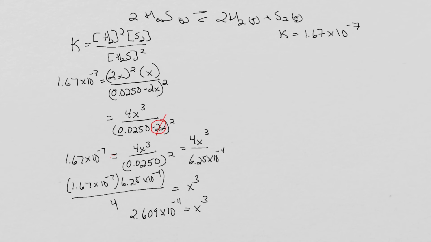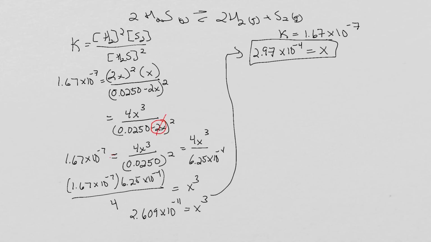Now we have to take the cubic root of that. So if we take the cubic root of this, we get 2.97 times 10 to the minus 4 equals x. So now we've solved for x. Okay. All right, so that seems perfectly fine.